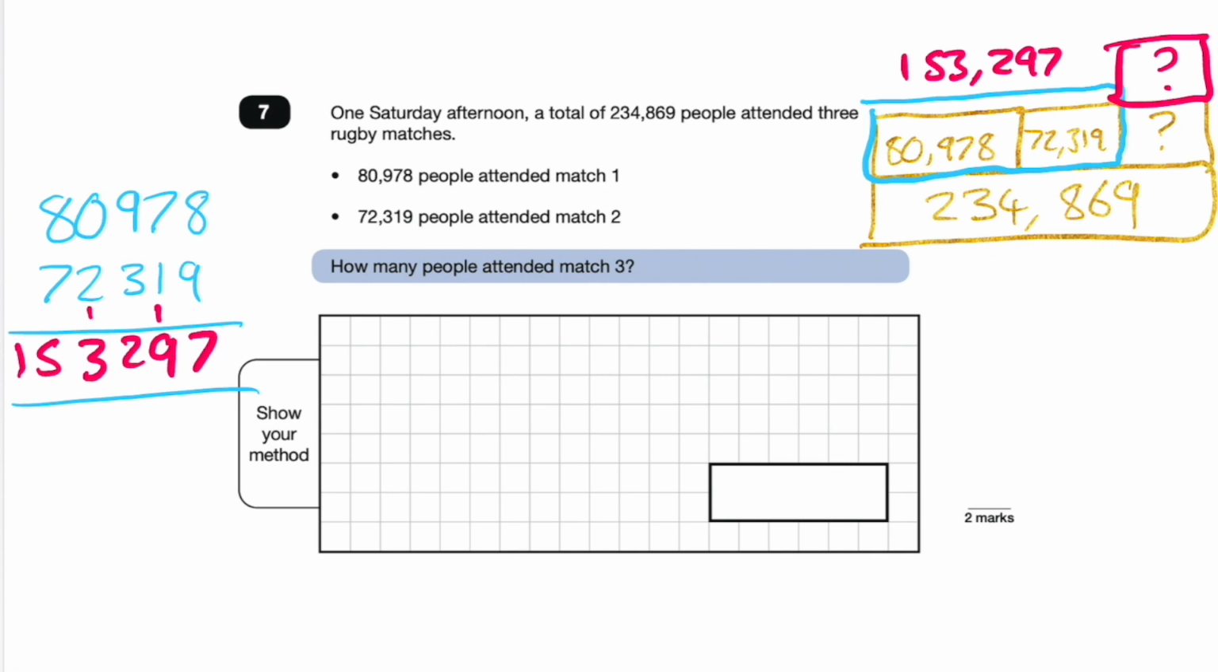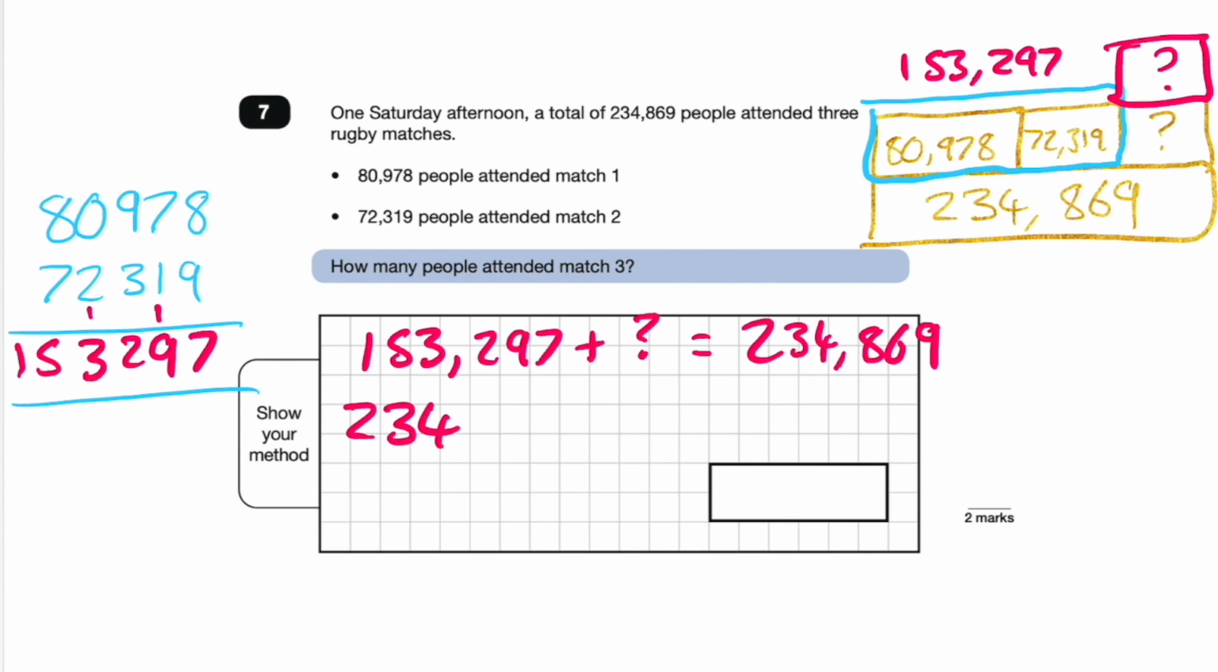So essentially what we've got is 153,297 plus something equals 234,869. So now we can simply just use inverse, and I can say that 234,869 subtract 153,297 must equal my question mark. So let's do that now.